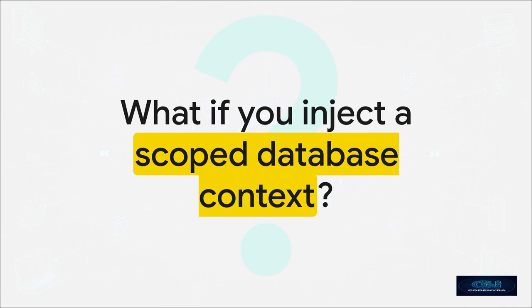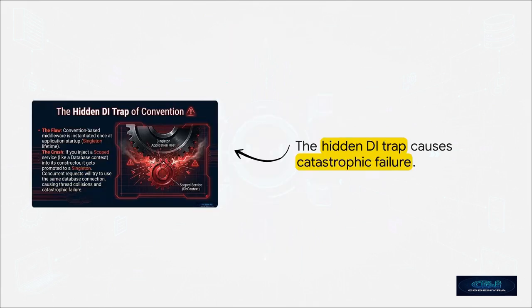What actually happens if you just innocently inject a scoped service, like a database context, into the constructor of this conventional middleware? Well, it results in catastrophic failure. Since convention-based middleware is instantiated only once at application startup, it naturally has a singleton lifetime. So if you inject a scoped service, like your database context, it gets artificially promoted to a singleton. Now every single concurrent request hitting your app will try to use the exact same database connection. The gears just grind together, you get massive thread collisions, and the application simply crashes under the load.